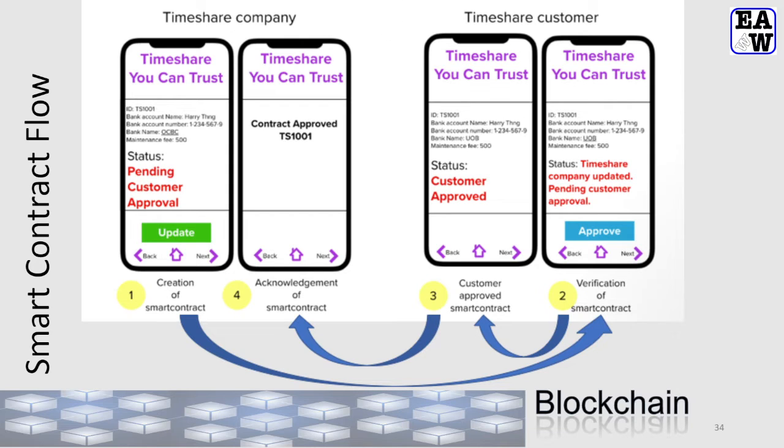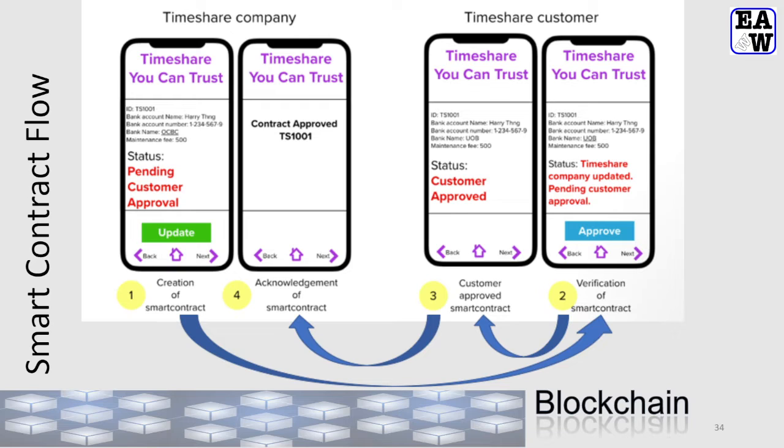So we'll be looking at two identities. First is the timeshare company, which is on the left. This is what the timeshare company will be looking at in their apps. And on the right is the timeshare customer, who will be looking at their apps. So the timeshare company will be creating the smart contract.